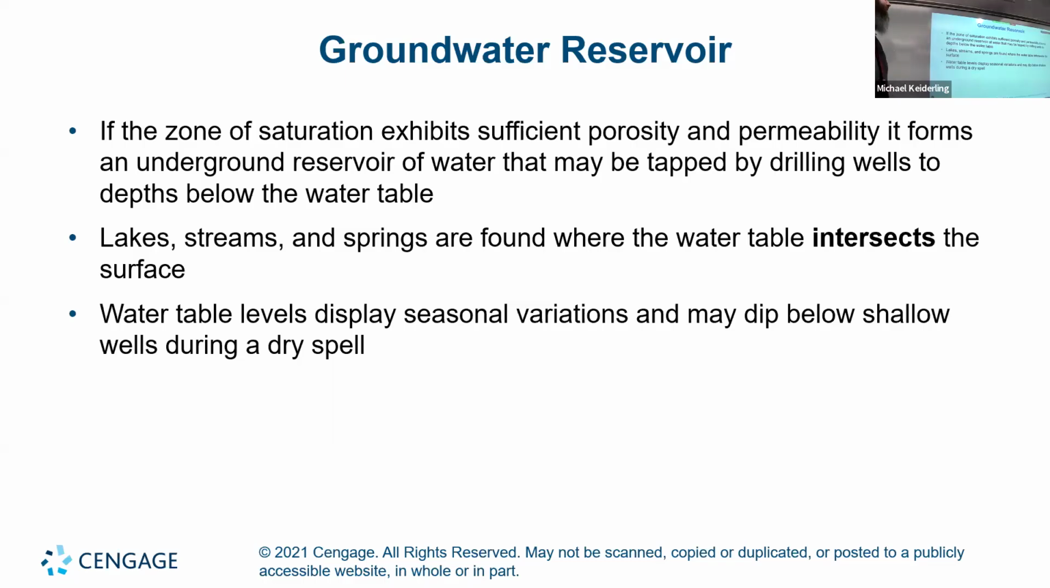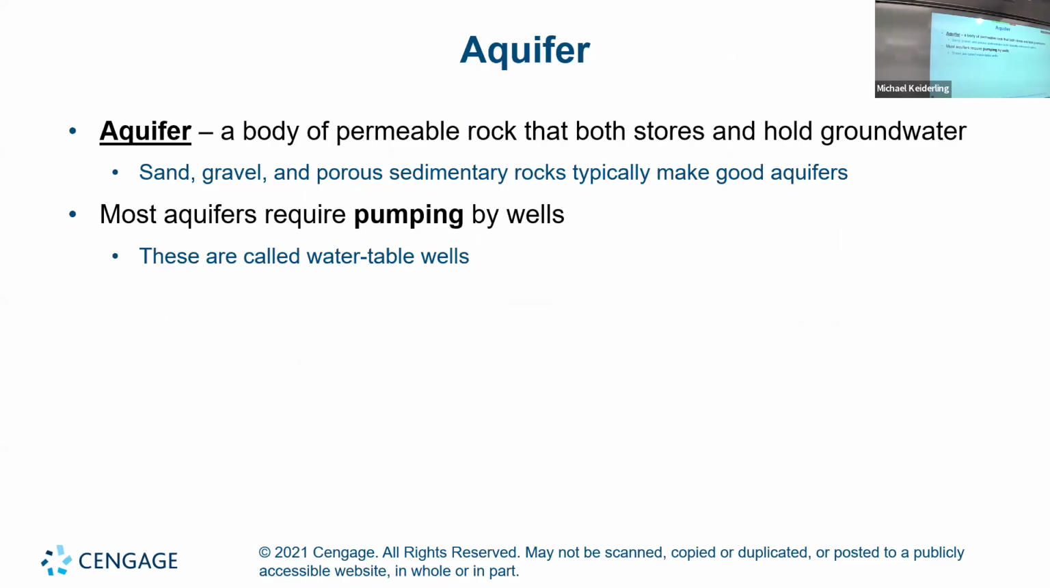And the water table will display seasonal variations. It can dip below shallow wells during a dry spell. This can be a real issue. If your well isn't deep enough, you can have it dip below shallow wells. You can also have, if some neighbor of you digs a really deep well and pumps a lot of water out, that could actually lower the water table around the well enough to dry your well up.